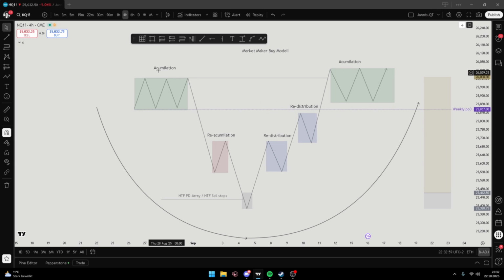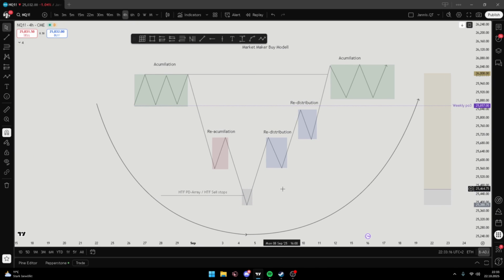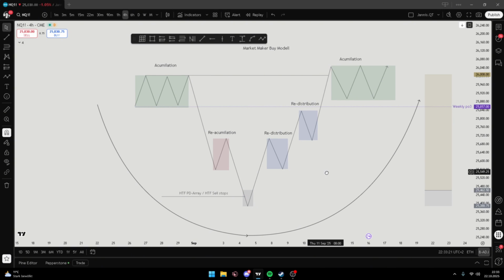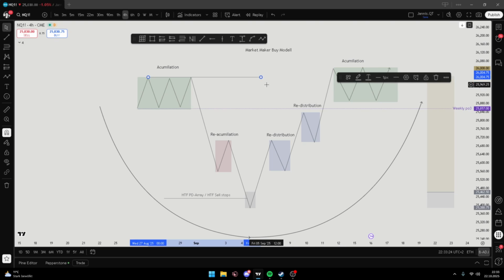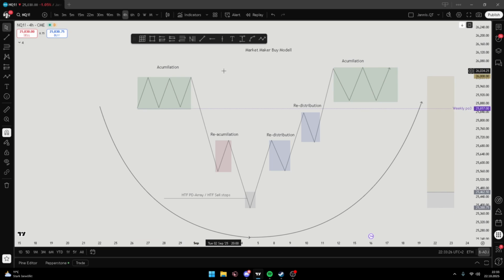So we have these accumulation highs, and from there we are going to our high time frame PD array or high time frame sell stops in a bullish example. In a bearish example, those are obviously high time frame buy stops, and also a high time frame PD array. I personally prefer the high time frame sell stops or buy stops because it's just a stronger draw in my opinion. So we continue lower to our high time frame PD array or sell stops in a bullish example, and we have a reaccumulation.